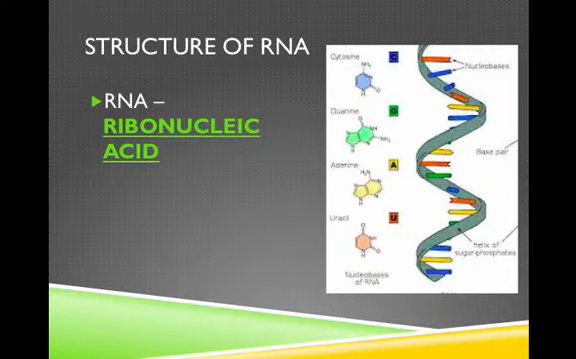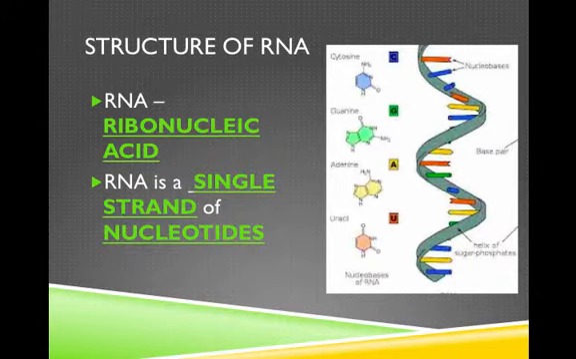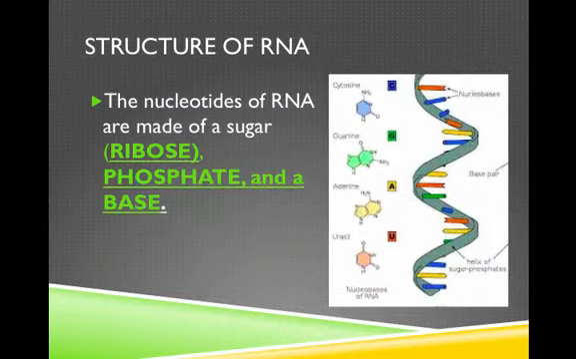RNA stands for ribonucleic acid. It's important that you know what RNA stands for. RNA is a single strand of nucleotides as opposed to DNA, which was a double strand. The nucleotides of RNA are made up of the sugar ribose, a phosphate, and a base. So the sugar in RNA is different than the sugar in DNA. Remember, DNA was deoxyribose and RNA is ribose.